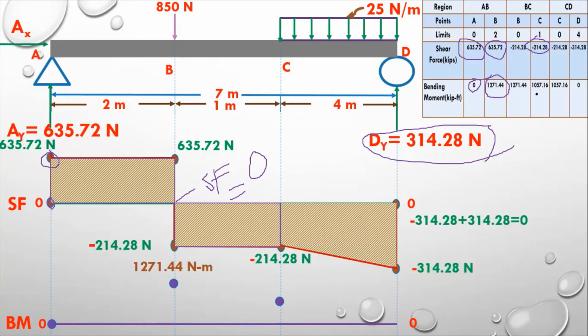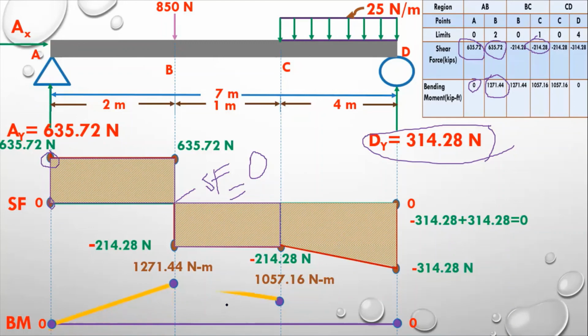And then we have 1057.16. So it is at C. So the point is here, and this will be 1057.76. And the next point is 0, you can see here. And if we have a straight line in the shear force, then it should be inclined in the bending moment. So you can see here.